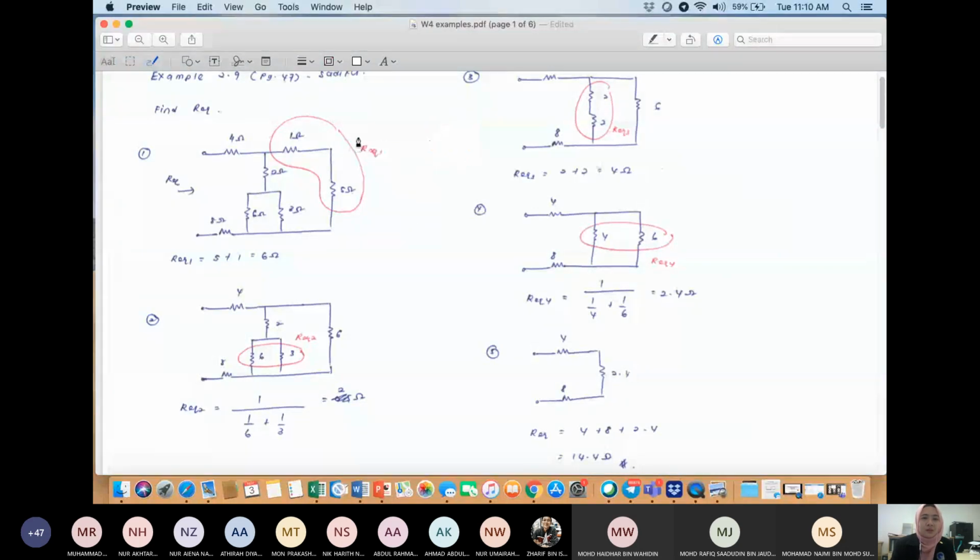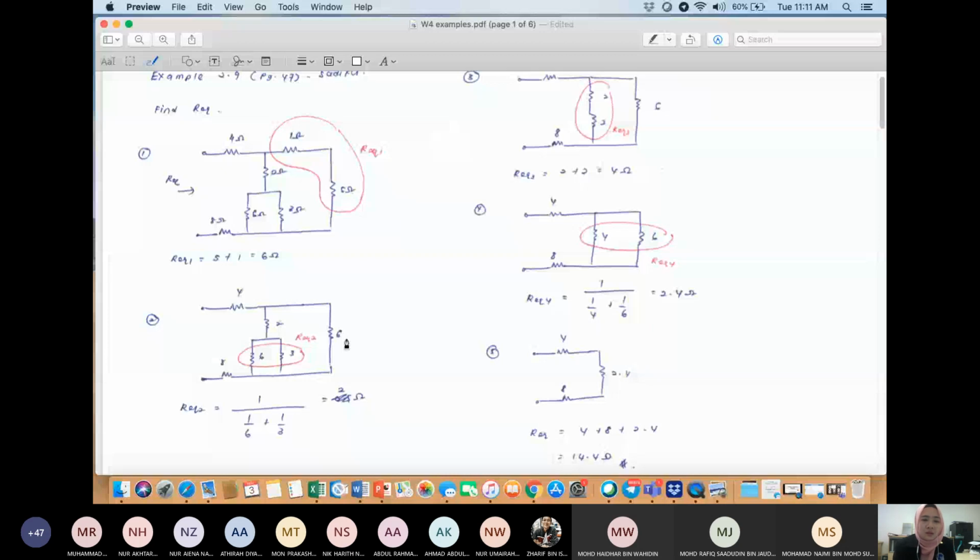Okay, so R equivalent 1 is basically, because it's a series circuit, 5 plus 1, and you will get 6 ohm. So from this circuit, you can simplify it to be the circuit in number 2. The circuit in front here is the same. You have 4 ohm, 2 ohm, 6 ohm, 3 ohm and also 8 ohm. But the circuit at the back here is now the R equivalent 1, where R equivalent 1 equals 6.